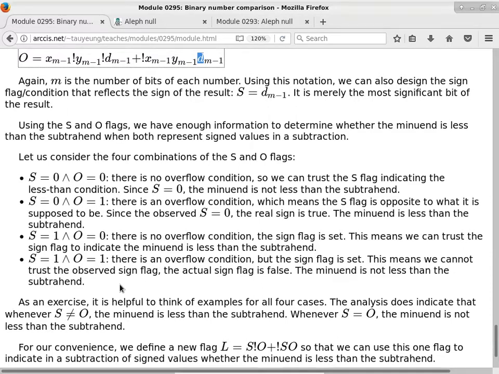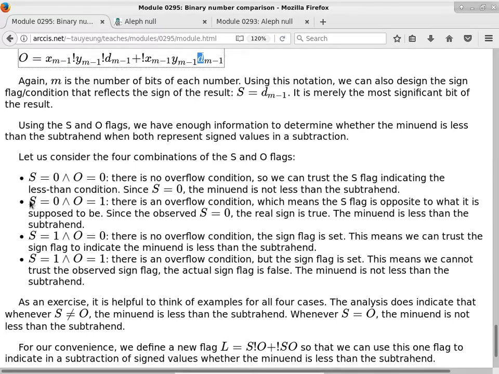Okay, so the other 2 cases I'll let you guys read about, but they're basically the same thing, just repeated over a few times. Are there any questions about these 4 ways of combining the sign flag and the overflow flag? Oh, no question, okay.